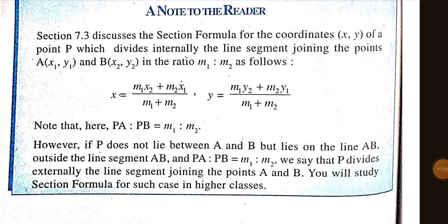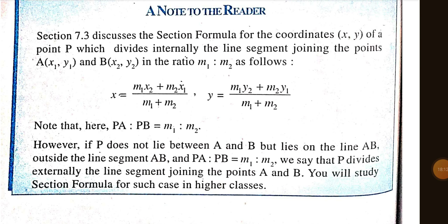discusses the section formula for the coordinates (x, y) of a point P, which divides internally the line segment joining the points A(x1, y1) and B(x2, y2) in the ratio m1 : m2 as follows. x is equal to (m1 x2 plus m2 x1) by (m1 plus m2), y is equal to (m1 y2 plus m2 y1) by (m1 plus m2). Note that here PA : PB is equal to m1 : m2.